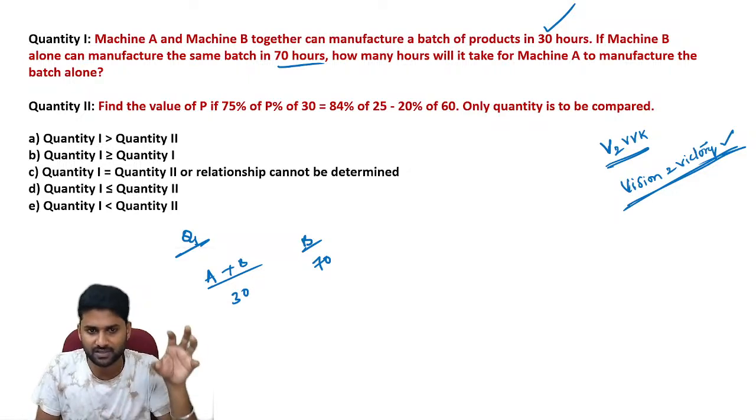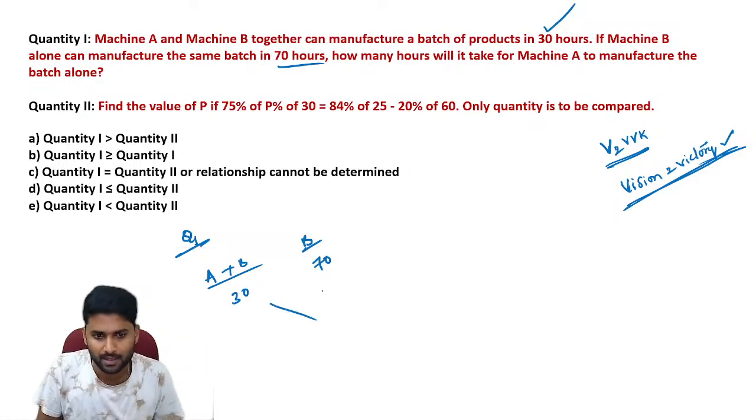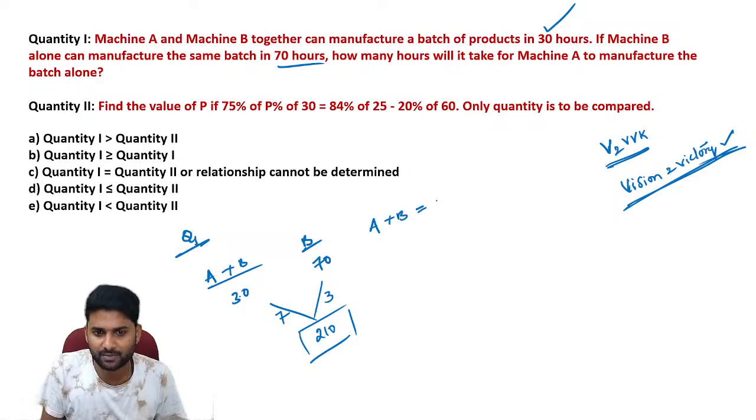So we have to identify how efficient each is. Let's find the batch capacity. It's the LCM of 30 and 70. Let's take the LCM as 210. So 30 hours becomes 210 units, so every hour it produces 7 units. 70 hours becomes 210 units, so it produces 3 units. So the efficiency of A and B together is 7. The efficiency of B is 3.